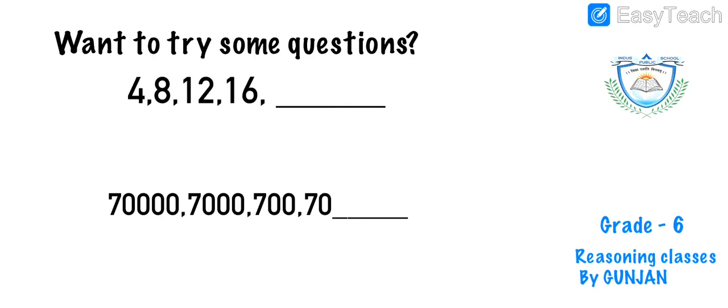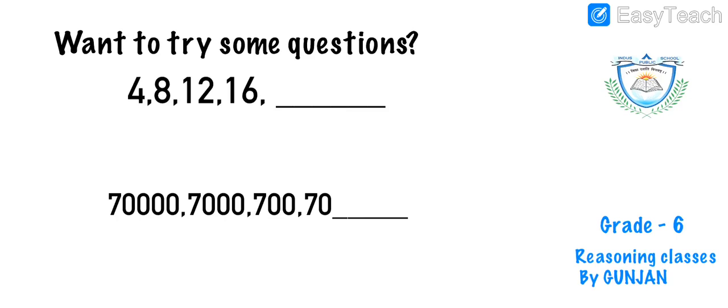See, this is 70,000, 7,000, 700, 70. Now this seems to be a little tougher. But if I find out the difference between 70,000 and 7,000, it will be a big number. If I find out the difference between 7,000 and 700, again it will be a big number. And the difference between 700 and 70 will be a different number.